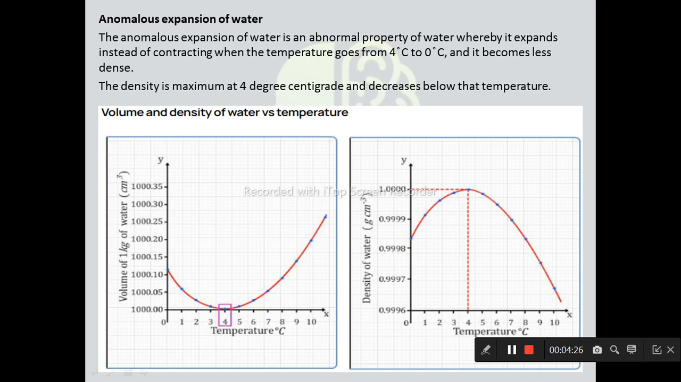So here is a graph that shows the relation between volume and density of water. On heating or cooling the water at 4 degrees Celsius, its volume increases and the density decreases. The density is maximum at 4 degrees Celsius and decreases below that temperature. The given graph gives a clear concept about the change in volume and density of water by its heating.